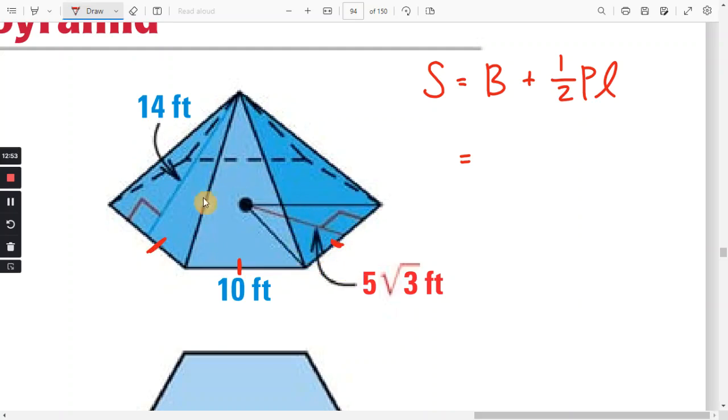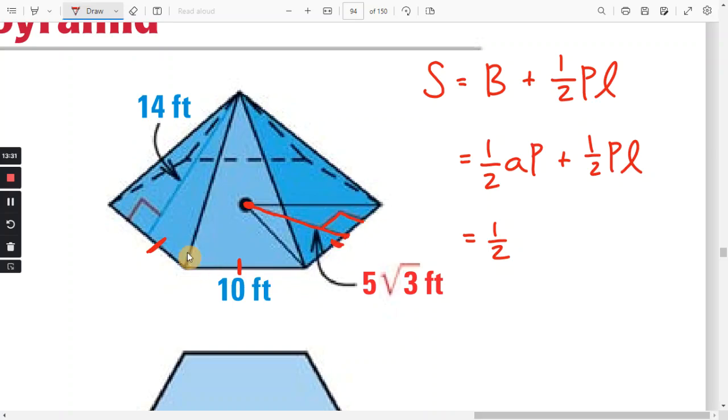We know the area for a regular hexagon is 1/2 apothem times perimeter. And that's going to be plus 1/2 perimeter times L. Okay, so we have 1/2. The apothem is A. It runs from the center of the hexagonal base to the center of one of the sides. How do I know this is the center of the side? Well, it makes a right angle right here.